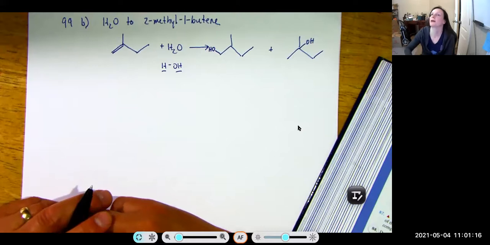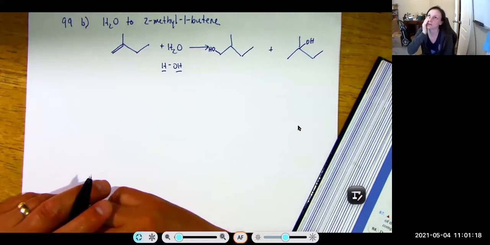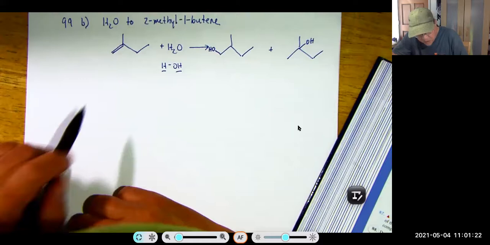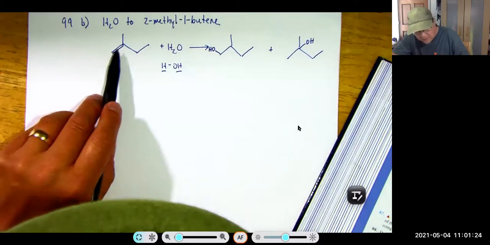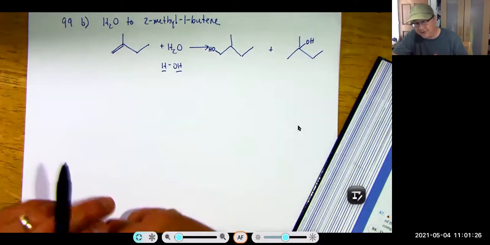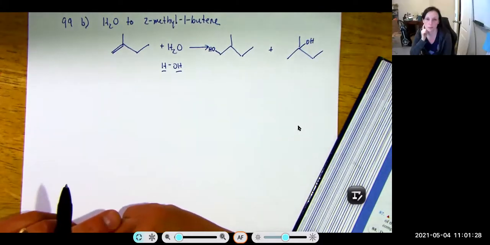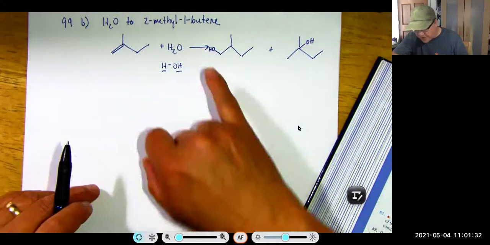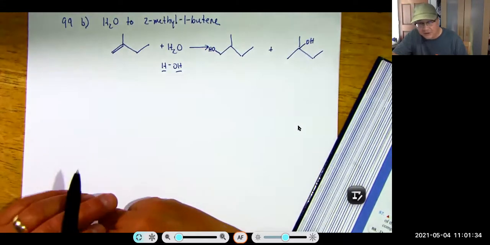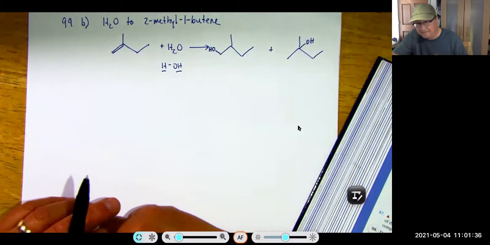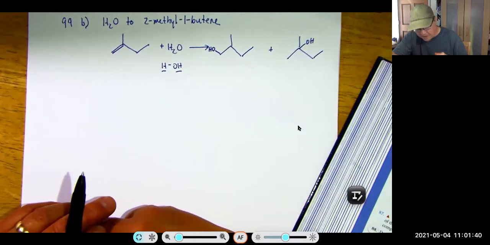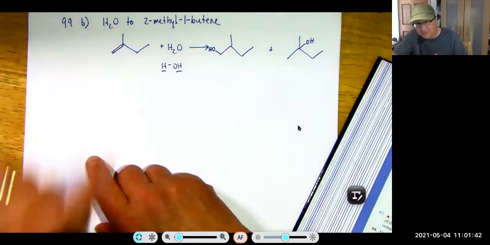So the one where we add hydrogen to the carbon that had the most hydrogens. So does carbon 1 or carbon 2 have the most hydrogens? Carbon 1. So that's the major product. We add hydrogen to carbon 1. Which of these 2 products is hydrogen added to carbon 1? The first one. No. Okay.